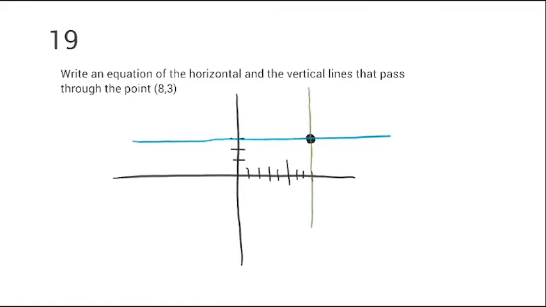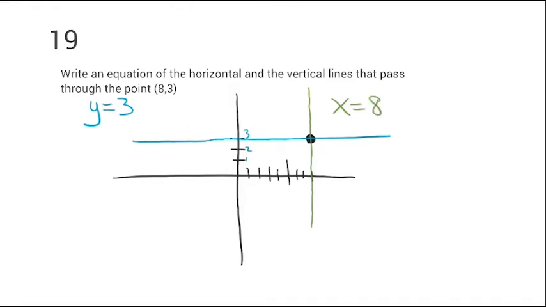So what I want to do is write the equations for those two lines. Well, the equation for a horizontal line is an equation that begins with y equals whatever number the line goes through. In this case, it's going through y equals 3. If I want to write the equation for a vertical line, it goes through x. So I need to write x equals whatever number it's going through, and it's going through the number 8.